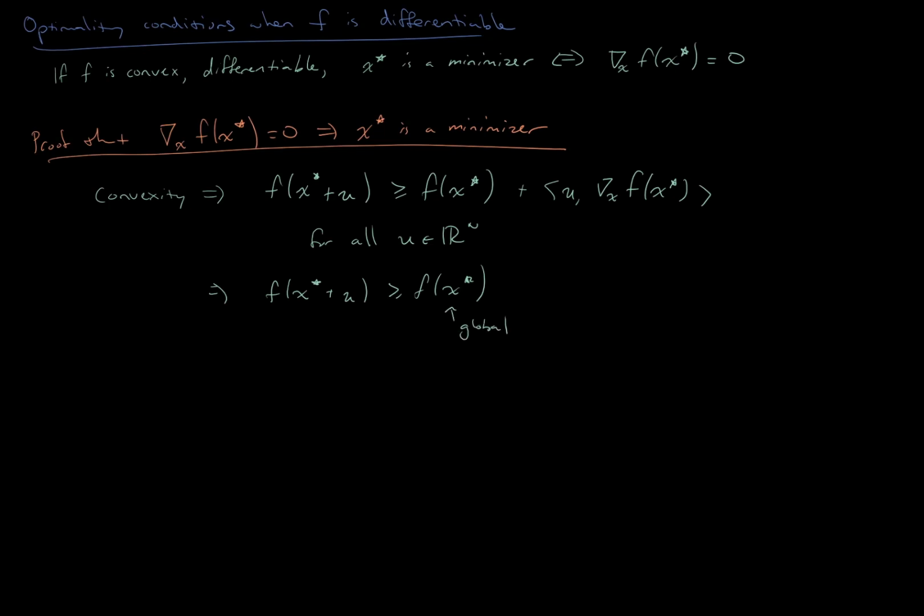global minimum of f. Now note that here convexity really is necessary. This is not true for non-convex functions. So here's an example of a non-convex function where it's easy to see the gradient might be equal to 0 at many different places, and only some of them correspond to a global minimum.